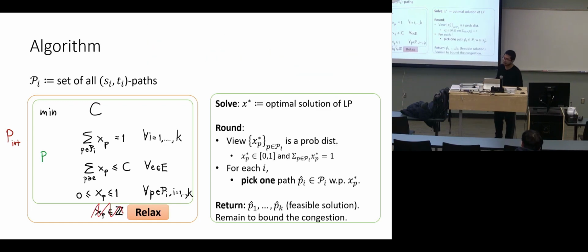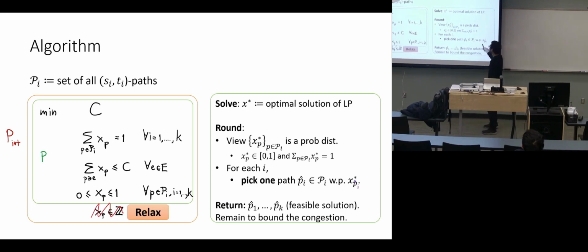So now let me just tell you how to do this. What I will do is that for each i, I pick one path for sure. I just pick one path, P hat i from P_i, and I pick it with probability x star P hat i.